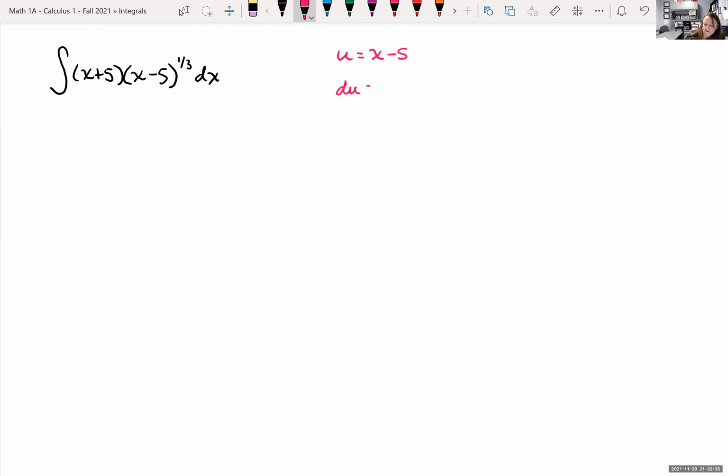So taking the derivative of both sides, we get du equals just dx. But we're going to have the same problem like we did last time. We're still going to have x left in here because it's not going to cancel. So we have the integral of the quantity x plus 5 all times u to the 1/3 power times dx, but dx is the same thing as du, so times du. So again, we want to rewrite x in terms of u. So we want this all to be in terms of u. So again, let's solve for x.